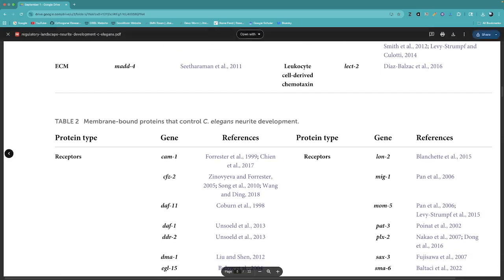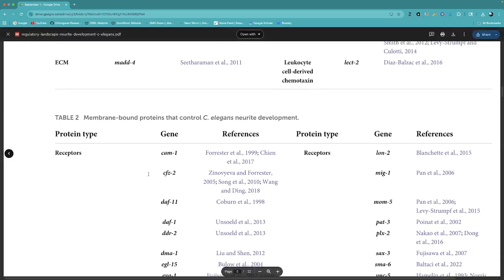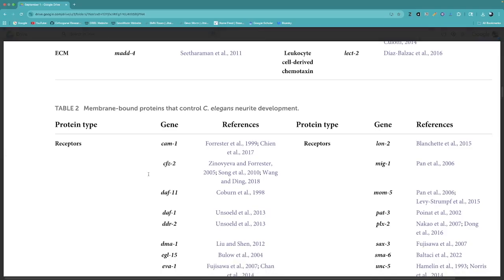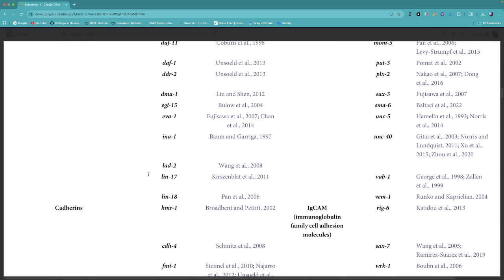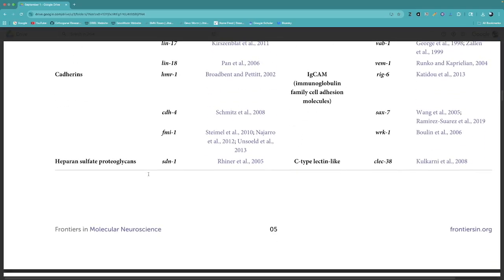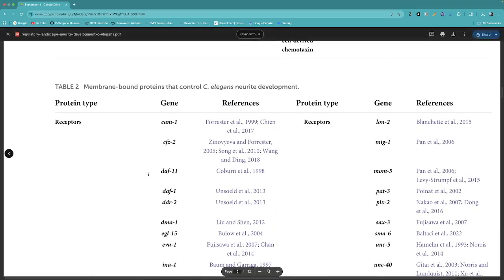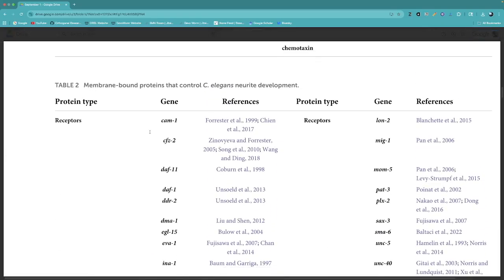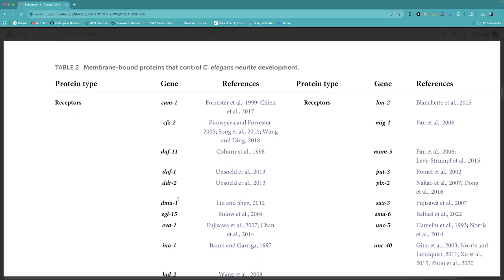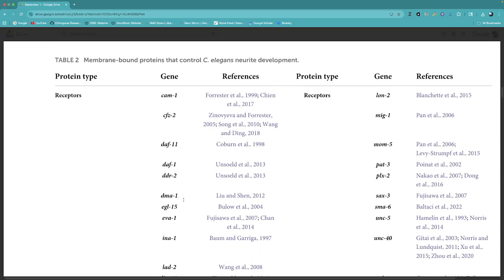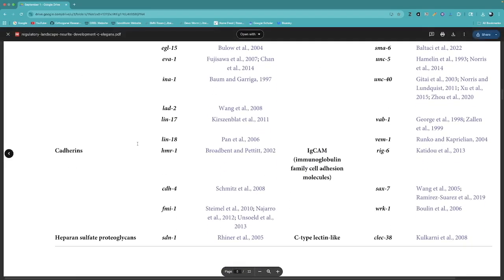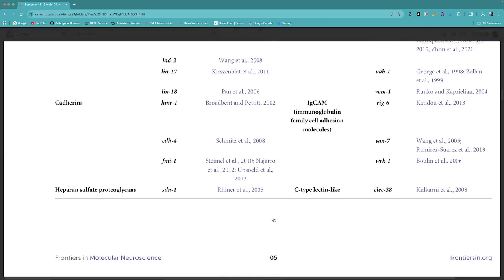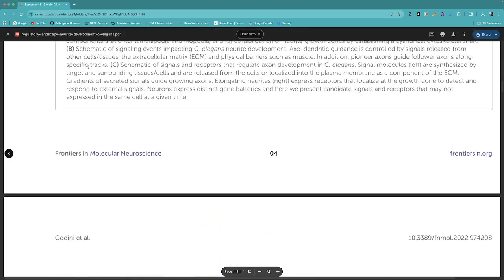Table 2 are membrane-bound proteins that control C. elegans neurite development. So you have these different receptor proteins, cadherins, and different other types of proteins. And then you have the genes that encode for these proteins. So for receptors, we have a number of genes that encode for receptor proteins, and those are reviewed in these papers. Cadherins, a number of genes encoding for cadherins that are cited in these papers, and so on and so forth.